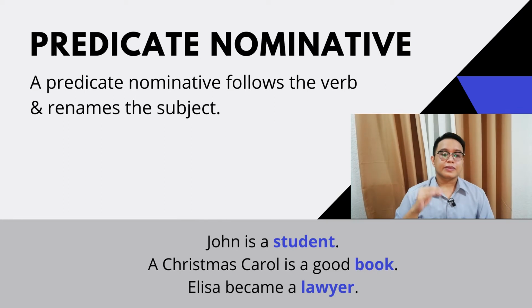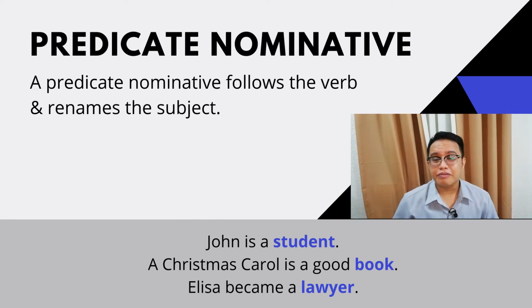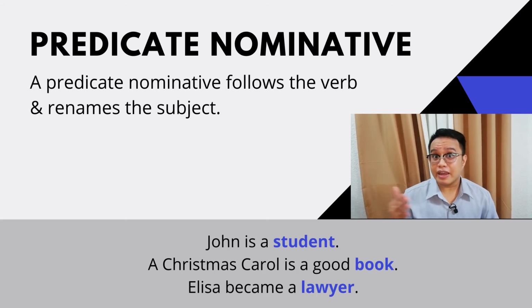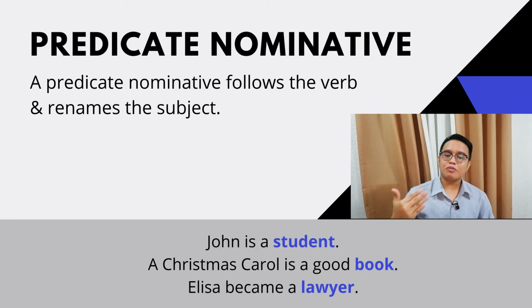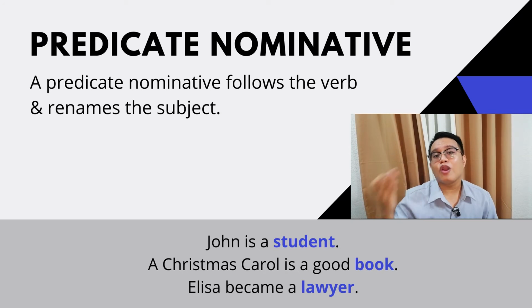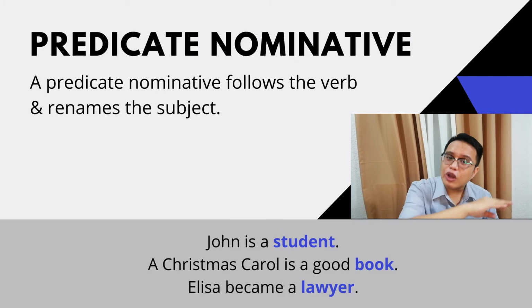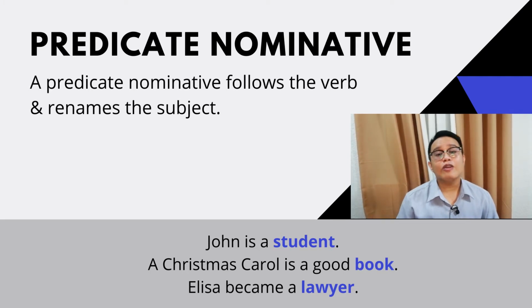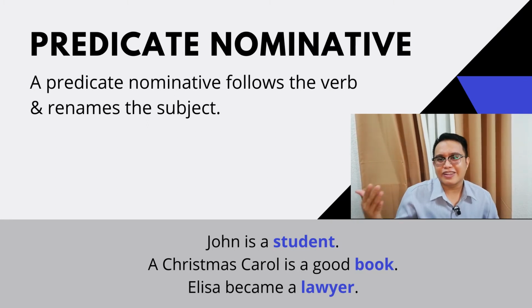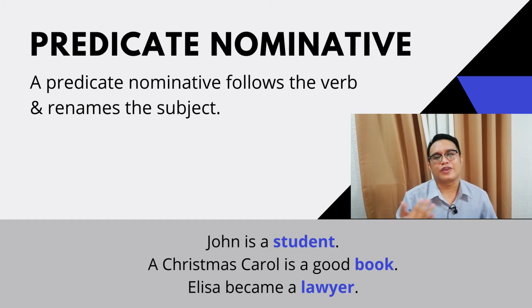And lastly, Elisa became a lawyer. Who is a lawyer? Elisa, di ba? Elisa is a what? Elisa is a lawyer. So, ang atong predicate nominative here is the lawyer. Kay pareha ramang tao, si Elisa ug ang lawyer. Okay? Now, let's go to our next function of a noun. Again, if you feel that this is a little bit fast, you can pause the video and you relax.